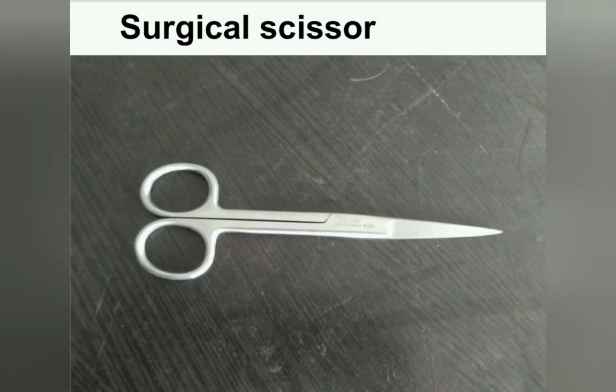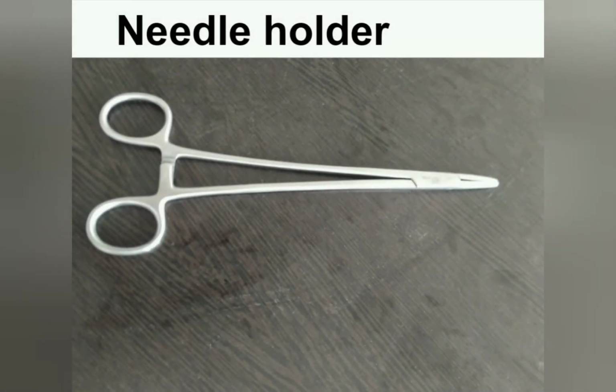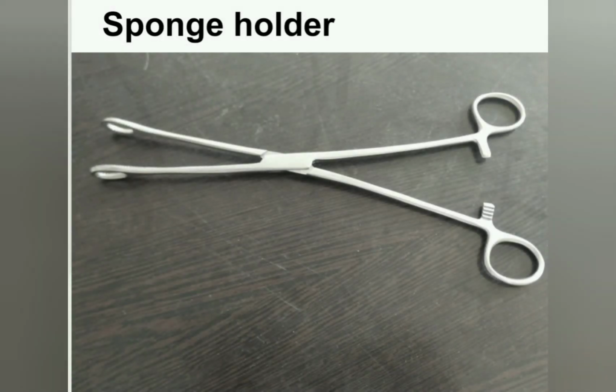This is surgical scissor. It is mainly used to cut tissue at the surface or inside the human body. Next is needle holder. As per the name, it is an instrument which is used to hold the suturing needle for closing the wound site. Next is a sponge holder. A sponge holder is an instrument which is used to hold the sponge or cotton swab while conducting any medical procedures. Here we discussed some commonly used instruments during surgery.